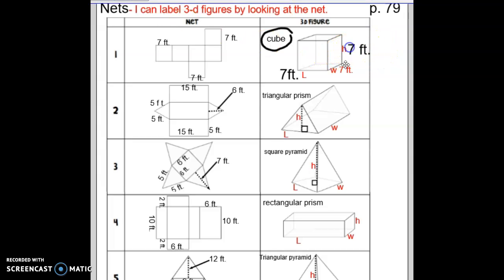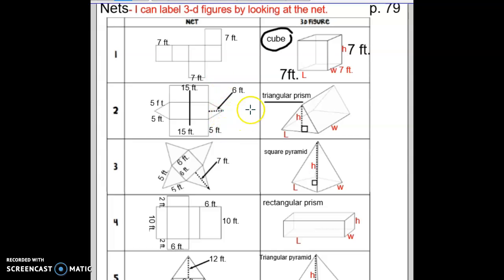Okay, your next figure, if you'll notice that the 3 rectangular faces down the middle are rectangles, so that means it's some type of prism, and then you see 2 triangular bases, so this is called a triangular prism. Make sure you have labeled that on page 79.